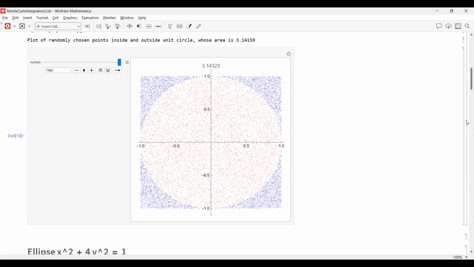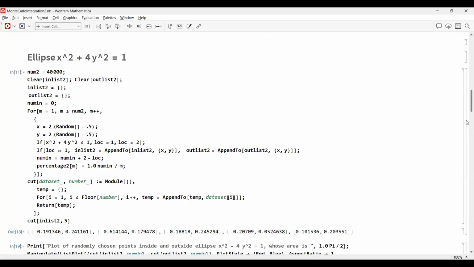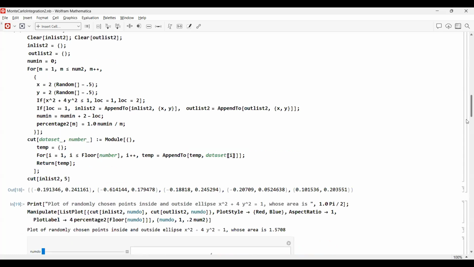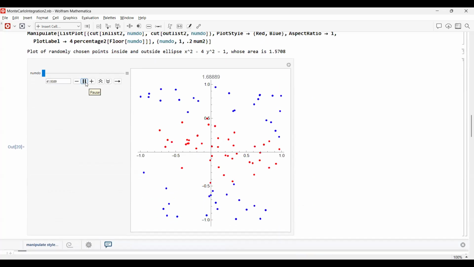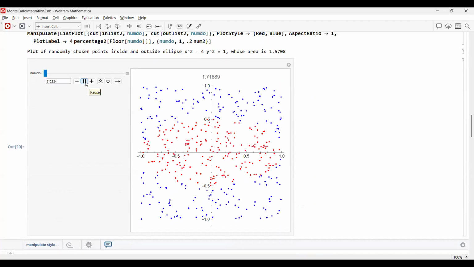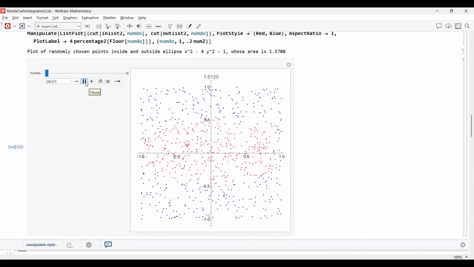It's got to be symmetric in A and B. It's got to reduce to pi r squared when A equals B. And so I have the ellipse x squared plus 4y squared equals 1, and just having it calculate, and just, again, very quickly putting in the dots.